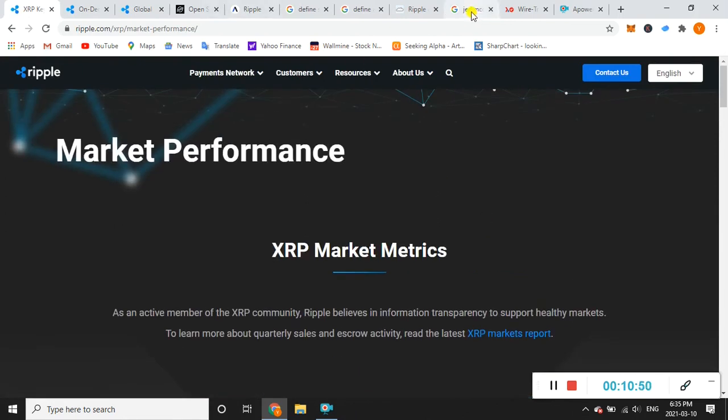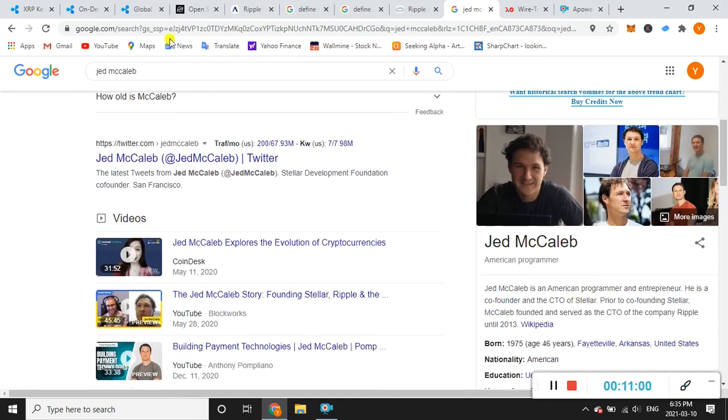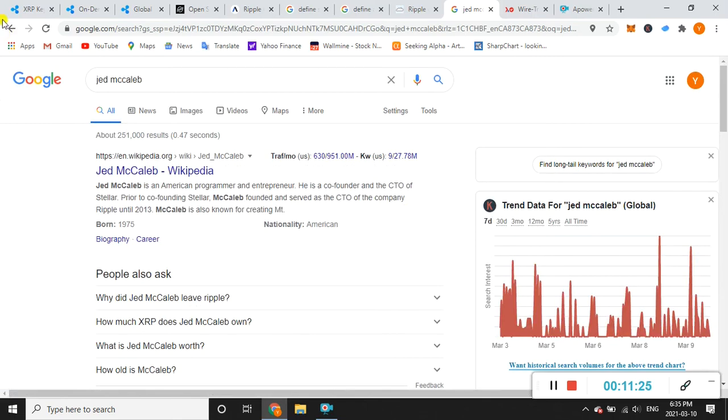The last tidbit that I wanted to mention is this guy, Jed McCaleb. One of the reasons that Ripple and Stellar are so intertwined in terms of how they work is because he was a programmer that co-founded Stellar, and prior to founding Stellar, he helped co-found Ripple. So that's why they're so similar, because they have a tie in one of the major players that helped with their origins.